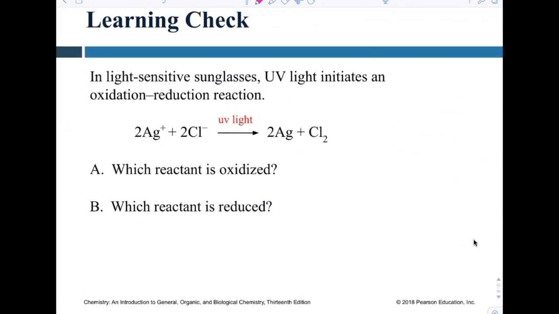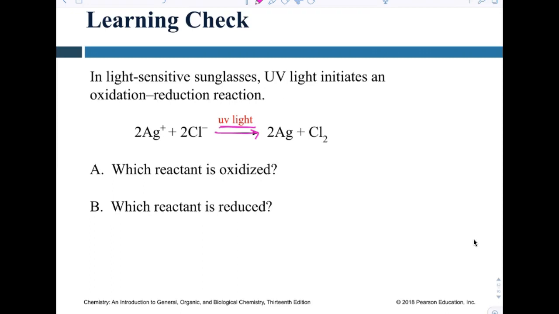So let's look at this next example. I'm going to pause and take a look at it. Okay, so coming back, which is oxidized and which is reduced? Sometimes ultraviolet light is needed to make a reaction go, and so you write it over the arrow saying, hey, we need this to go. Sometimes you'll have a triangle over the arrow, meaning you need some heat to make it happen, but here we need ultraviolet radiation to make this happen.